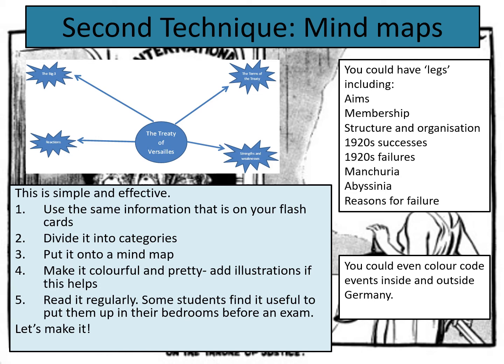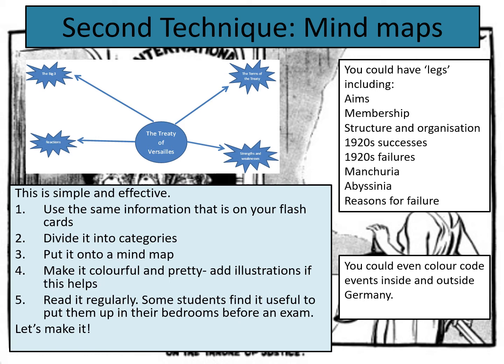Again, feel free to use a big piece of A3 paper if you've got one. If not, you've got your exercise books. Take a double page spread in any of your exercise books. Don't be precious about which book it goes into, just anywhere where you've got space, and make a really good mind map on the League of Nations. It says that this is simple and effective. Use the same information that's on your flashcards, or use the PowerPoint that I went through on YouTube last week to give you the main ideas.